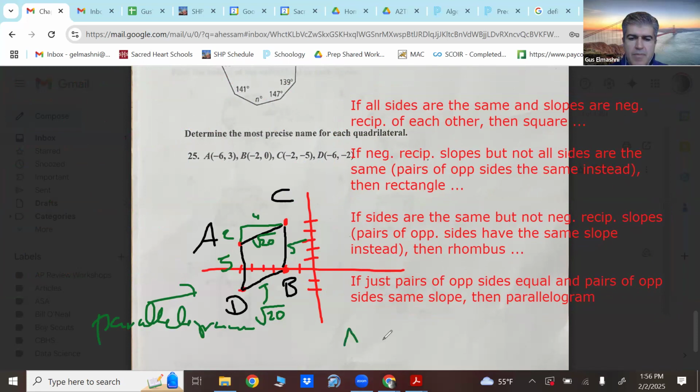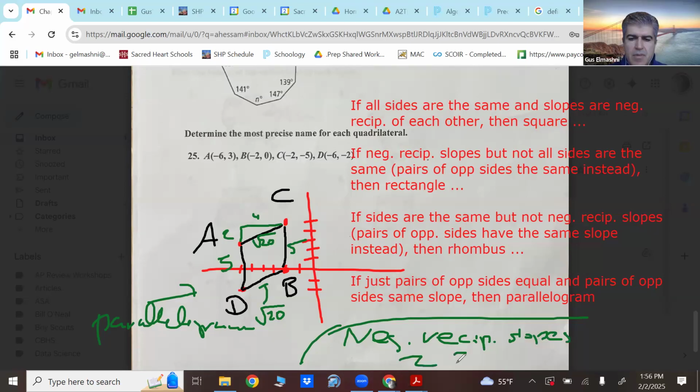And also, that's an example of negative reciprocal slopes, like 2 and -1/2, or 3/4 and negative 4/3. That's when you have perpendicular or right angles.